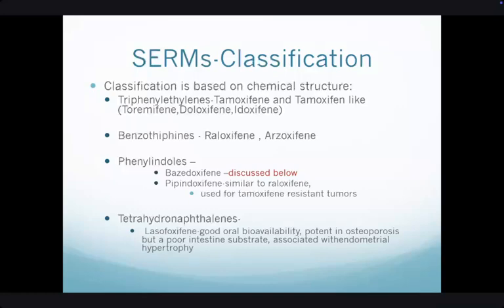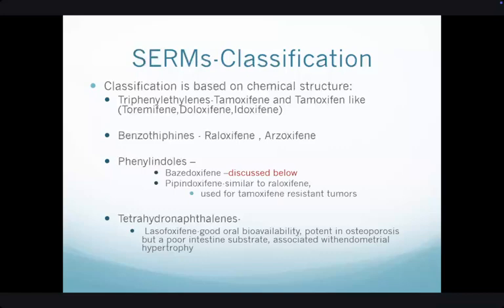And under the phenyl, we've got the bazedoxifene, which we'll discuss below, and tetra, which is lasofoxifene, which is noted to have a good oral bioavailability. It's potent in osteoporosis, but a poor intestine substrate is associated with endometrial hypertrophy. When we look at the tamoxifen, for example, it is known as a male contraceptive, and it is currently used to treat all stages of breast cancer, chemoprevention in women at risk of osteoporosis, and lipids in postmenopausal women.